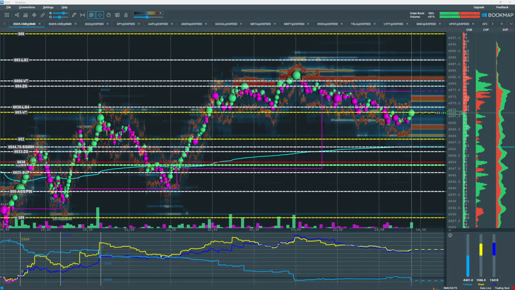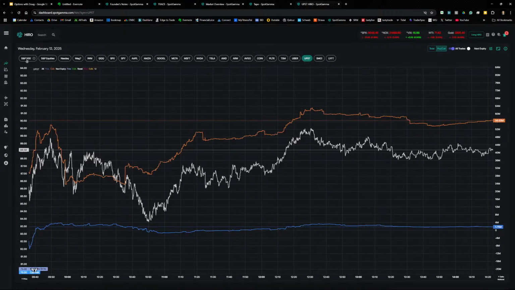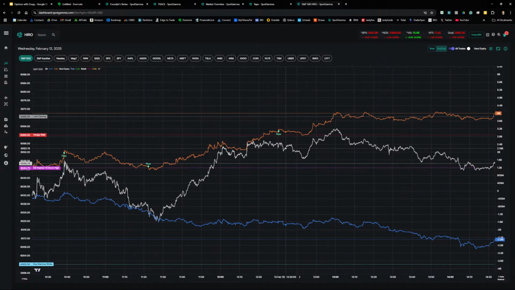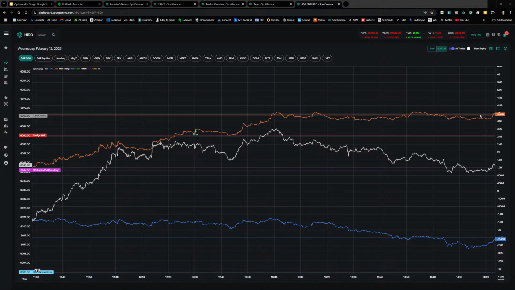Let's go back to Hero first. Index signal. So it looks like it may be turning a little bit. Some call buyers may be coming in, put sellers.